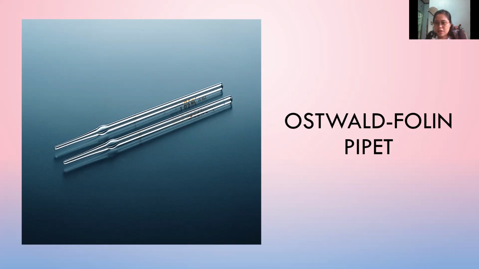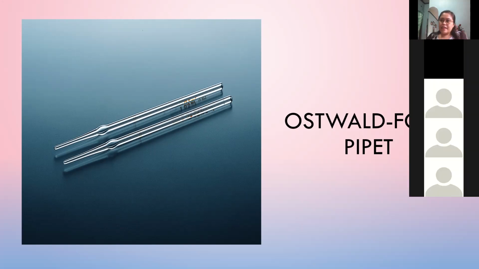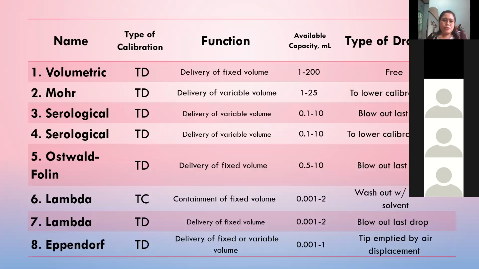We can use the Ostwald-Folin pipette for other fluids that are viscous if you want to transfer a certain measurement from one container to another container. So I hope that is clear about the Ostwald-Folin pipette. And then let's go back to the table. We have two types of the lambda pipette.